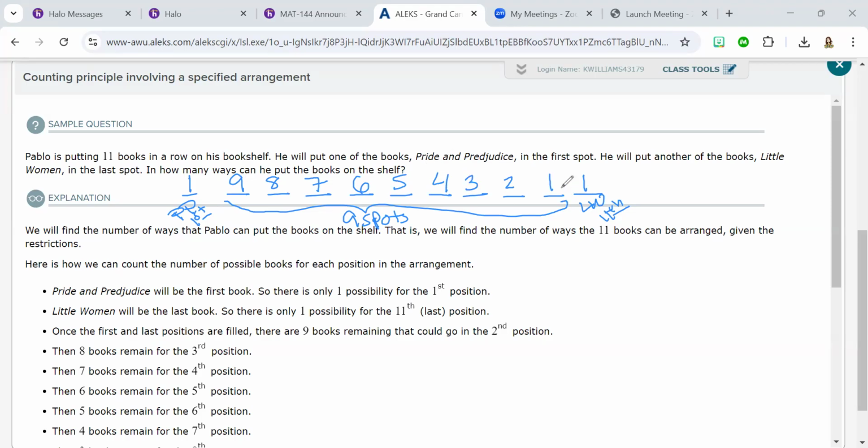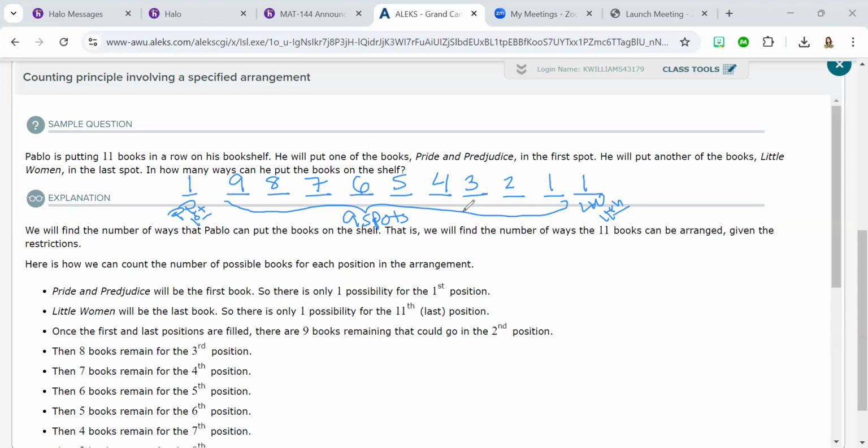As I place books, I have fewer options to choose from. Each of these spaces represents how many options I had for that spot. Pride and Prejudice had to go first, so I only had one option because I had to put the specific book there. Little Women had to go last, so I only had one option. And then I had 9 books I could start placing in the middle, and I worked left to right. I started with 9 options and then decreased by 1 as I go.